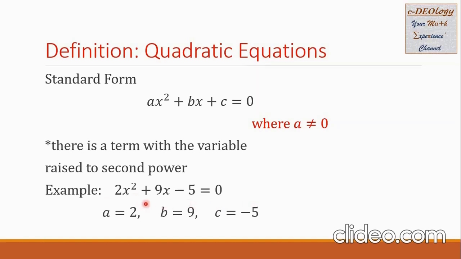Take note that the a is the coefficient of x squared. So a equals 2. The b is the coefficient of the x. So in here the b equals 9. And the c is the constant. So c is equal to negative 5. Do not forget the sign of the constant.